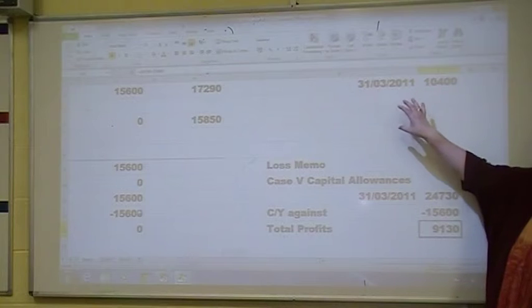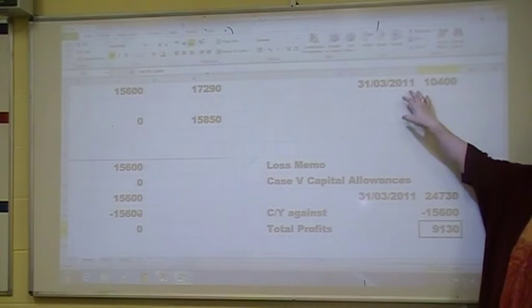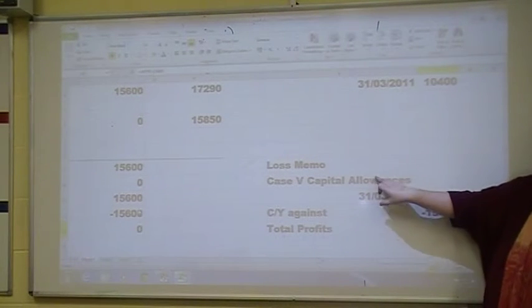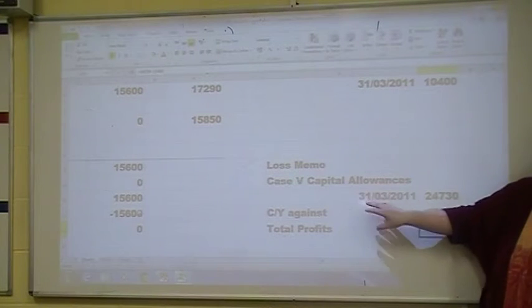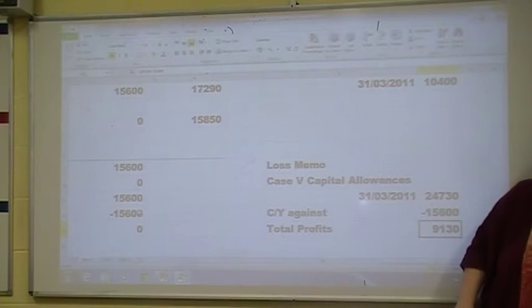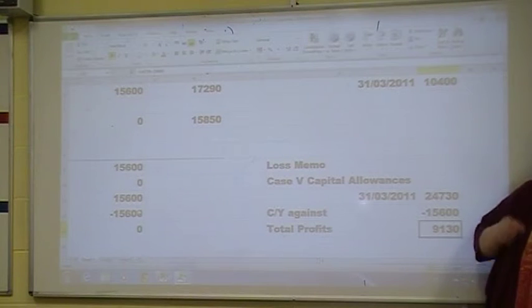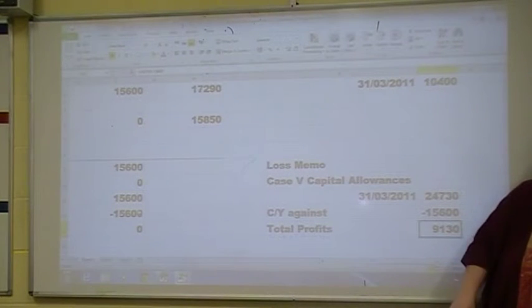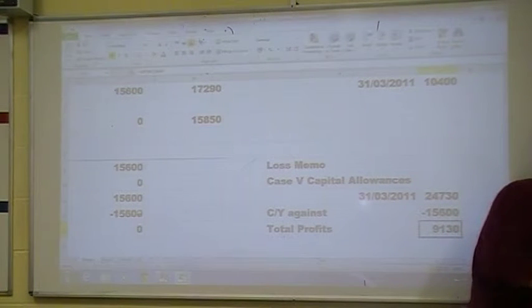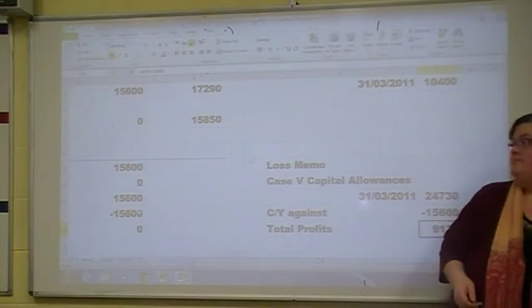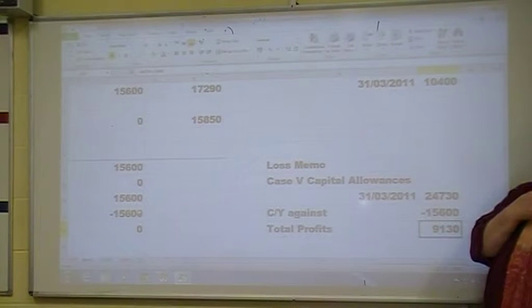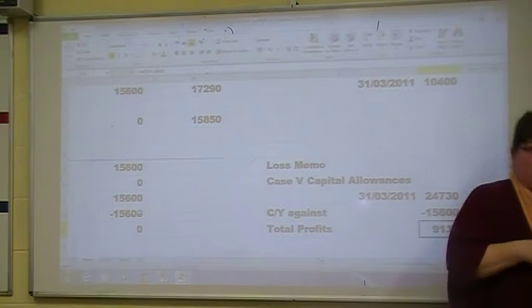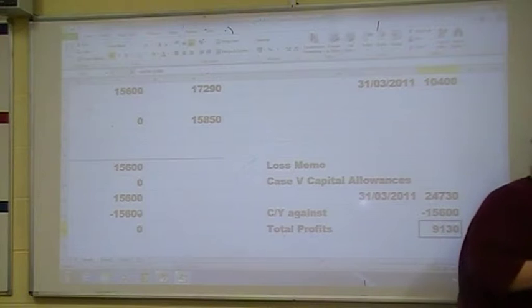So for every different type of income you have, so if you have a trading loss, and a case 3 loss, and a case 5 loss, and a case 5 capital allowance loss, set up a little loss memo for each of them, just so you can keep track of where they're going. Is that okay for that one? Yeah?